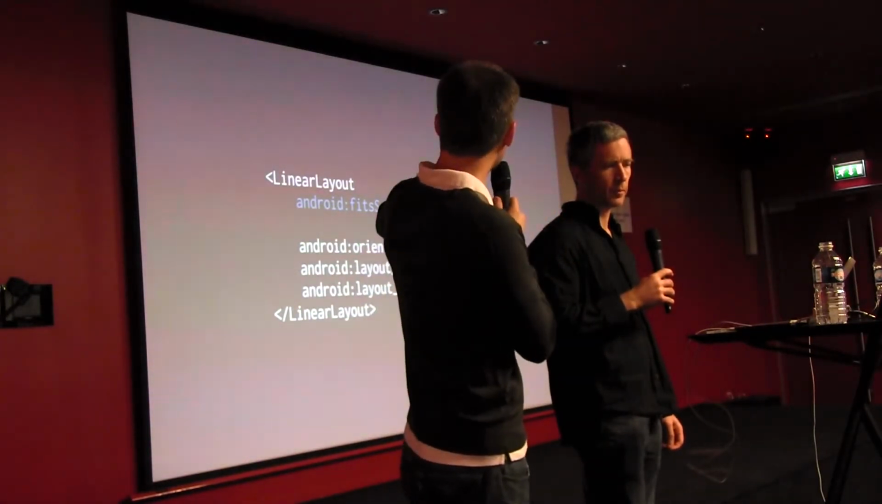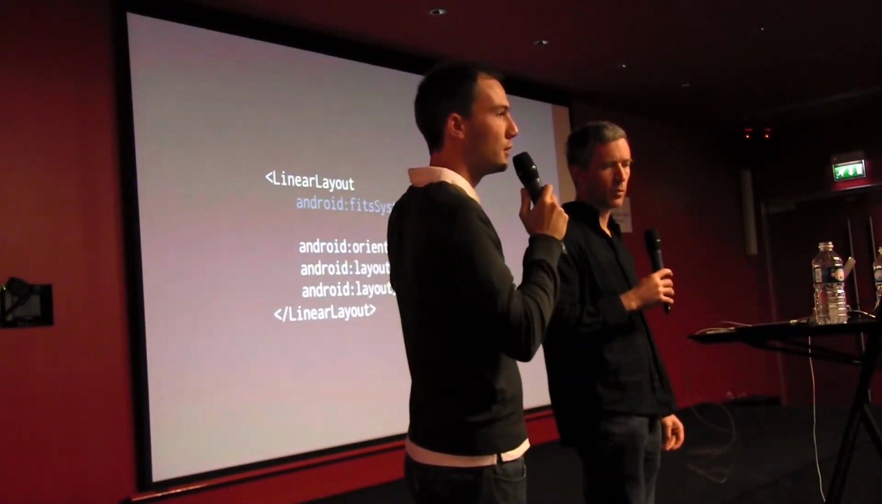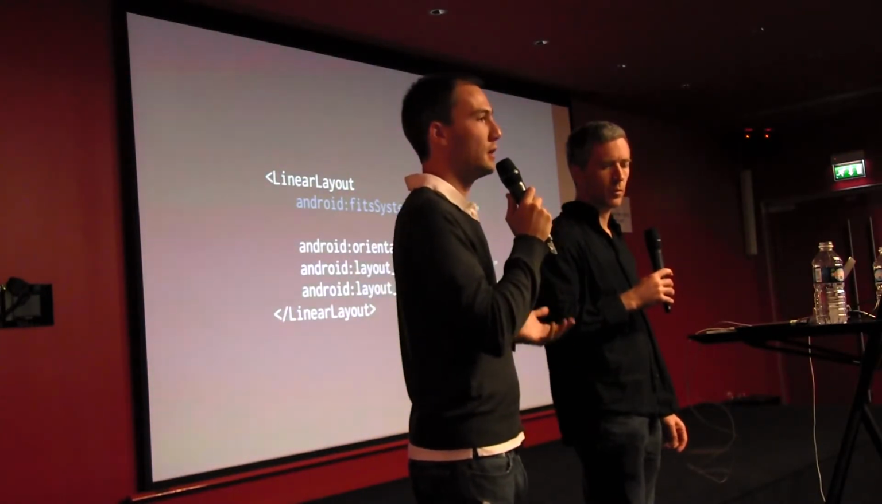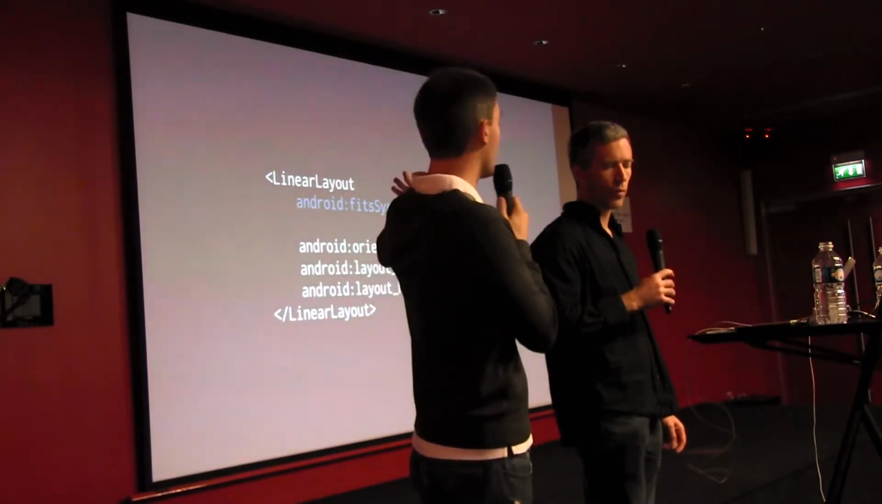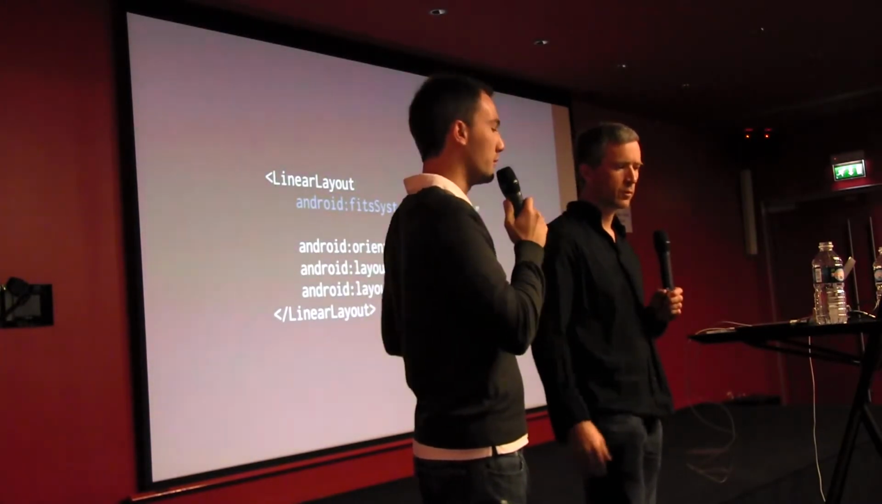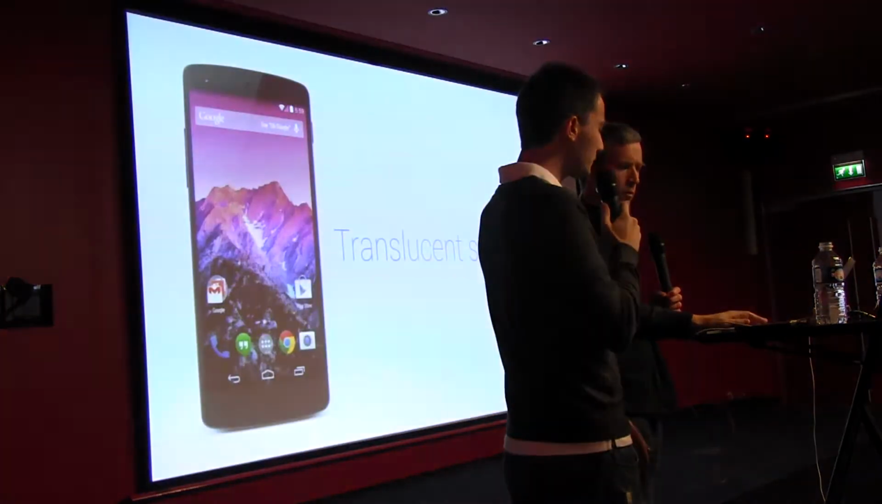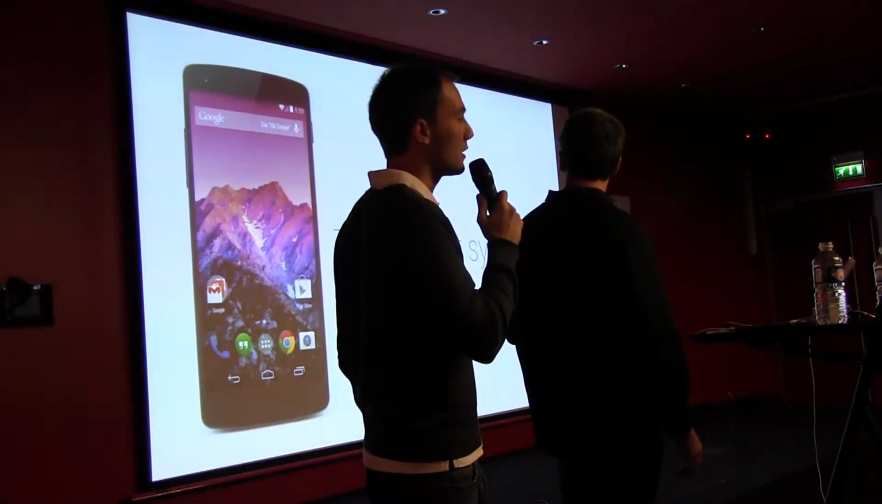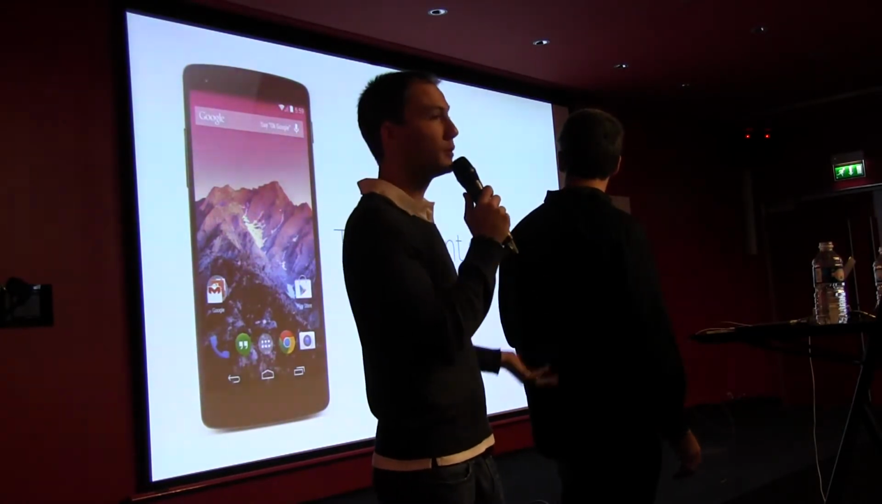So if you set fit system window equals true on part of your layout, the system is going to apply padding and margins to make sure that that particular piece of your layout is not under the navigation bar and the status bar. So if you take the example of Launcher again, you can see that the wallpaper extends under the bar, so you can think of that as your window background.